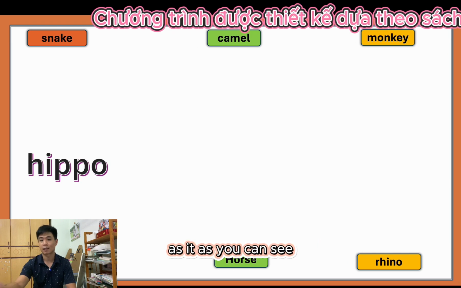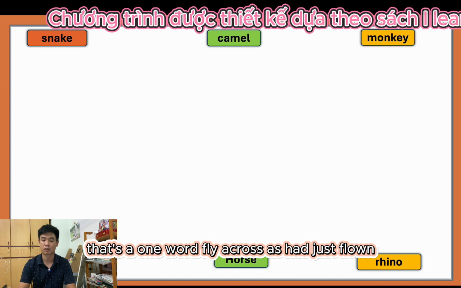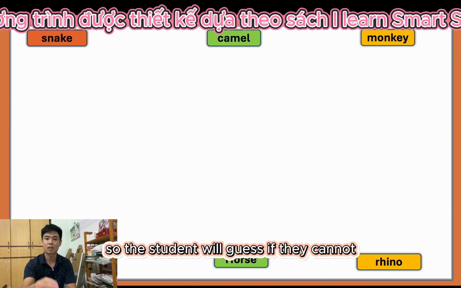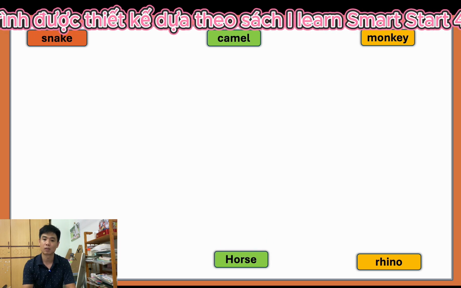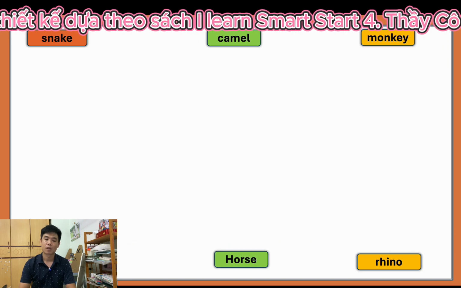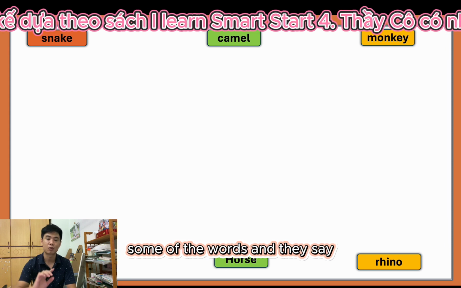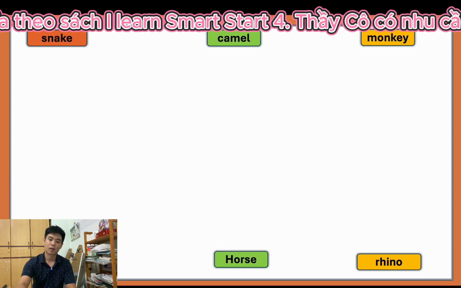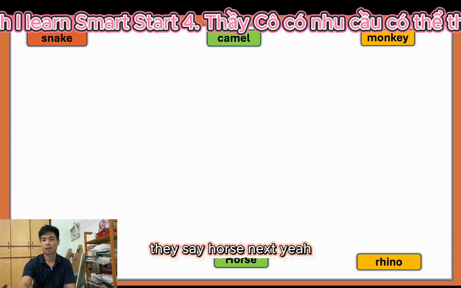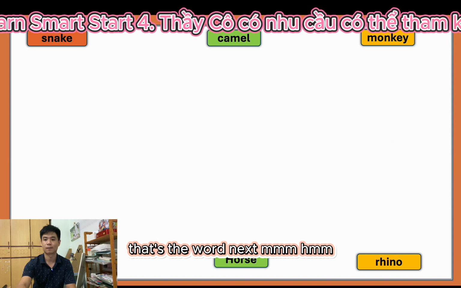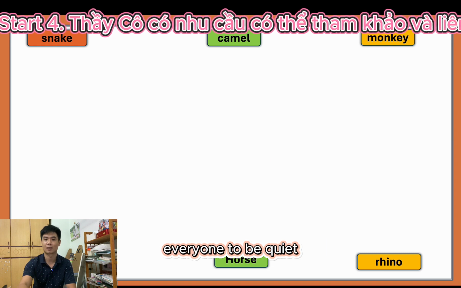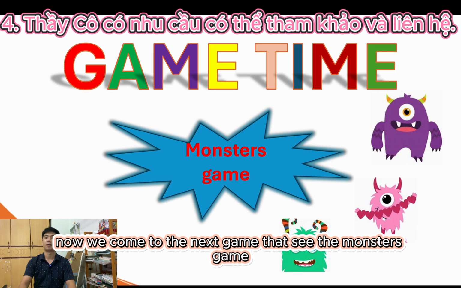Next, as you can see, one word flies across, and has just flown away. So the students will guess if they cannot see the words clearly. They can look at some of the words and say, second one. Let's see the one picture, let's say horse. Next, let's see the word. Next, let's see the bomb. That's time, everyone be quiet. Now we come to the next game, the monster game.